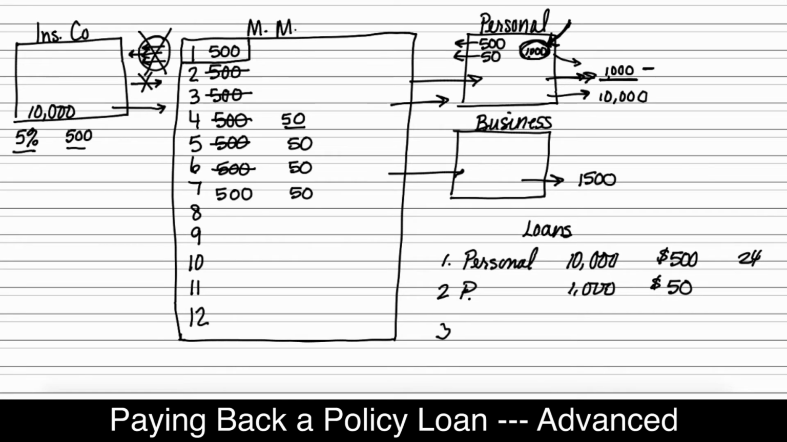And now I'm going to come down here, and this will be a business loan for $1,500. Now, instead of using the $50 per thousand to make the $75 payment a month, I am doing a business loan.